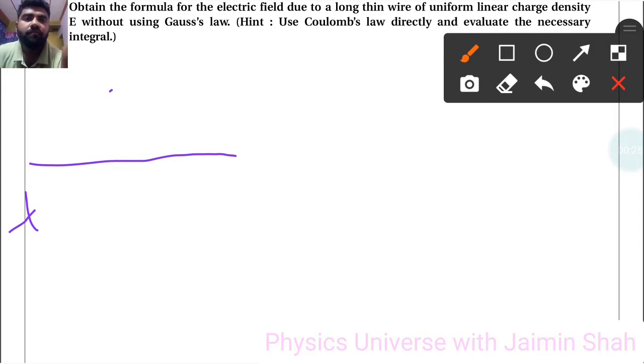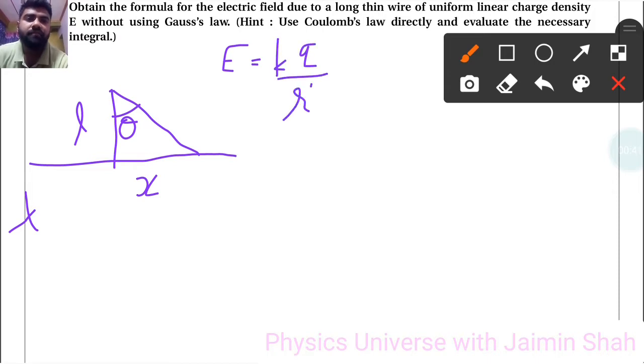Now here we have one point, an equatorial point. This length is L and this one is x. It is making angle theta. So first we are finding the electric field for this small element. So E is equal to k q upon r square, simple.